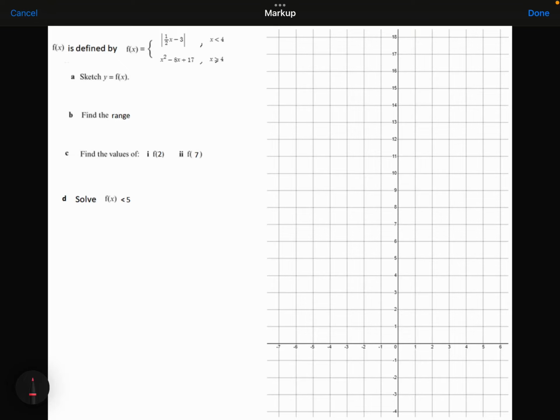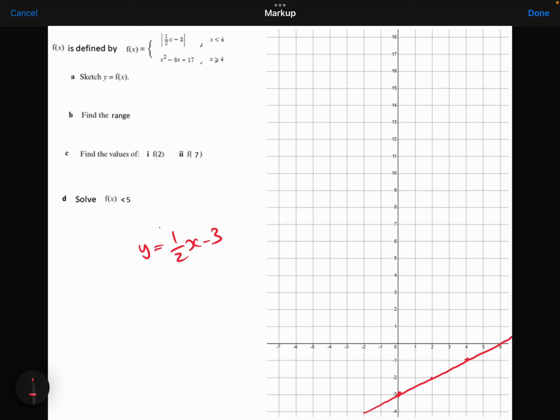We need to sketch f of x. So I'm going to start by drawing just simply the half x minus 3, and then we'll worry about the modulus in a minute. So that's got a y-intercept of minus 3, and it's got a gradient of 1/2. So it's going to look something like this.